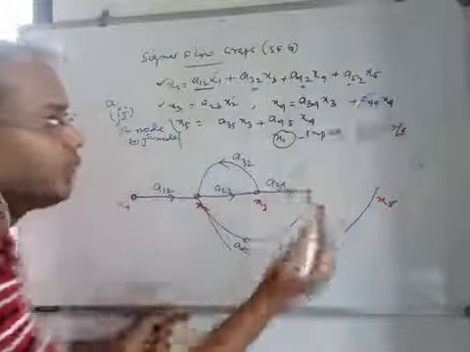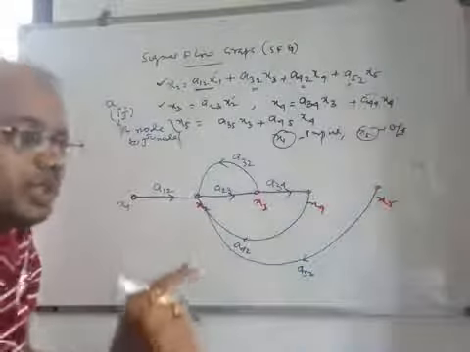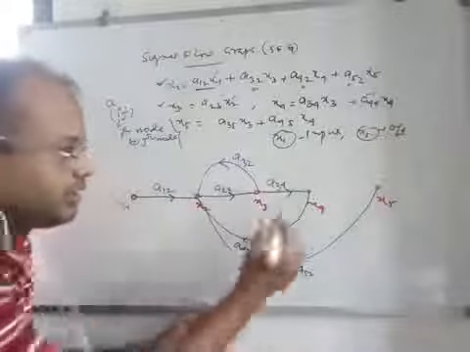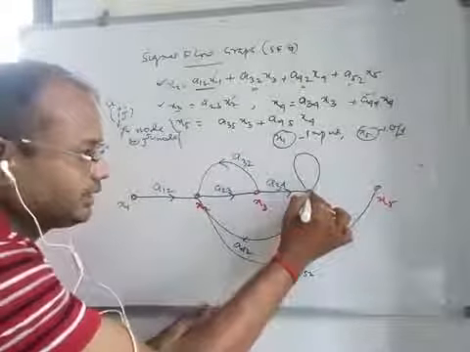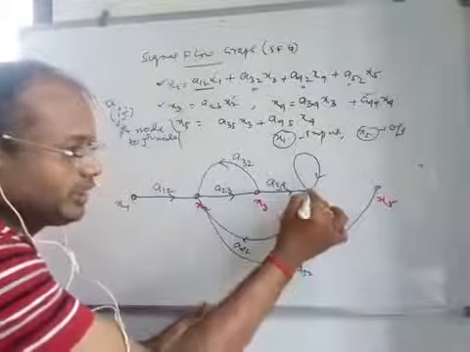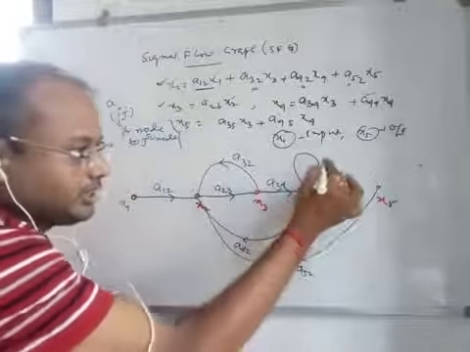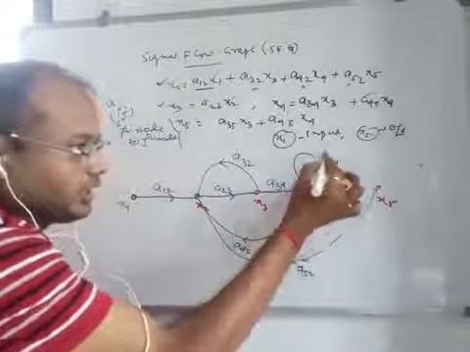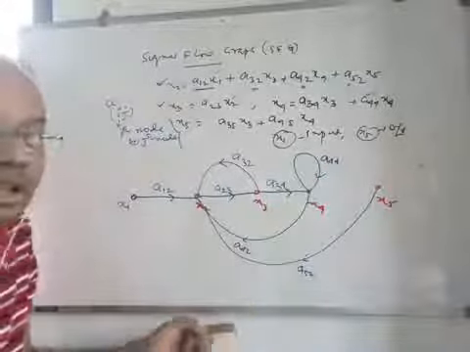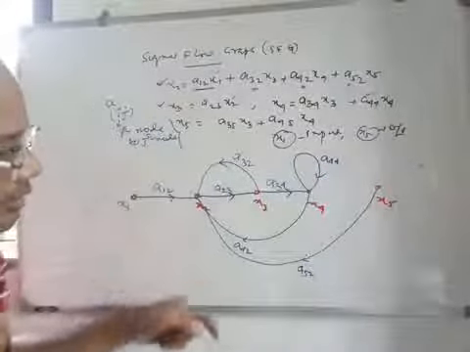Another term is plus a44 x4. a44 x4 means from 4 to 4. That means the structure is like this. It originates from here and it terminates here with gain a44. And this kind of loop is known as a self loop. I will describe that later.